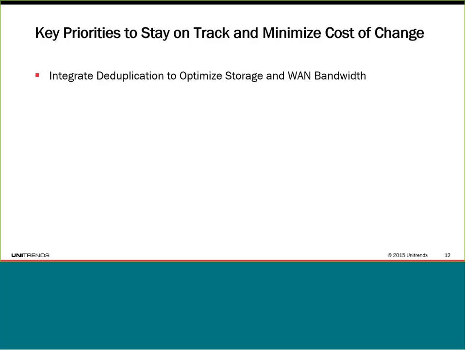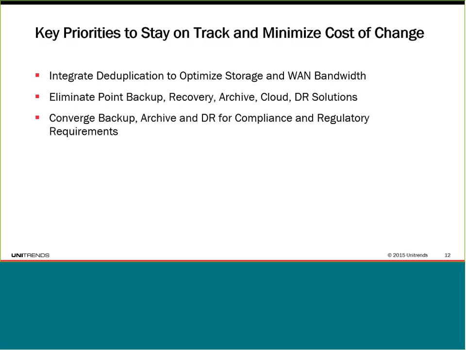So what are the key priorities for doing that? It's integrating deduplication and optimized bandwidth that I've talked about. I've really spoken to this, and I'm not going to go into detail to ensure that we have some time. And again, this is in the paper in great detail. I'll talk about in the next slide, eliminating point backups, converging backup, archive, disaster recovery for compliance and regulatory requirements in a cloud is really the trend of where things are going, 2016 and beyond.